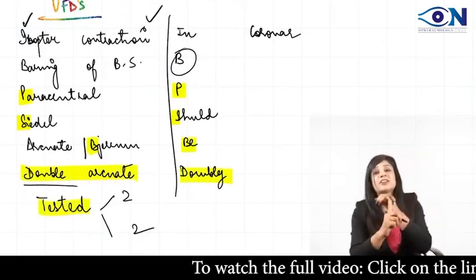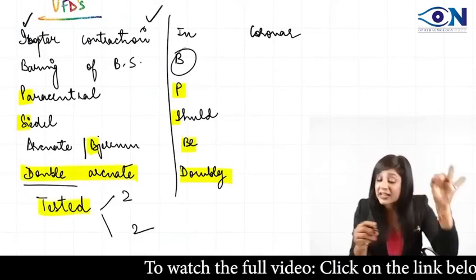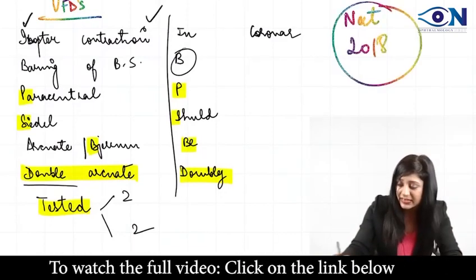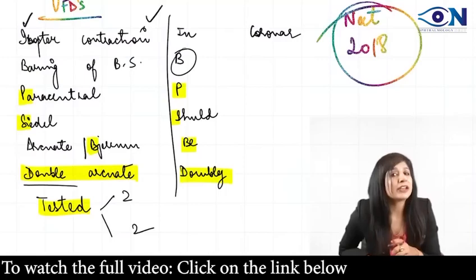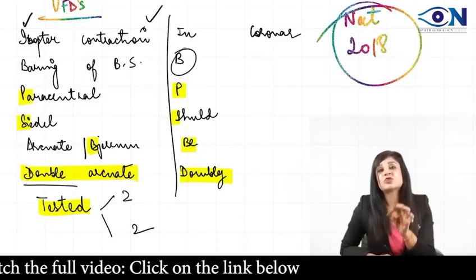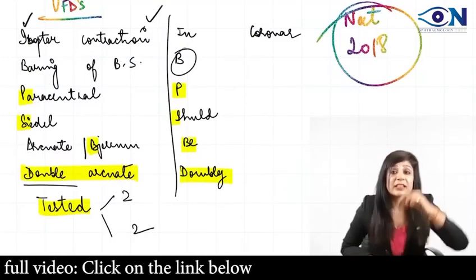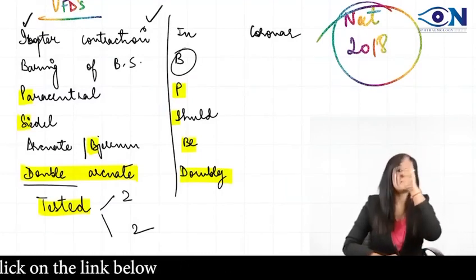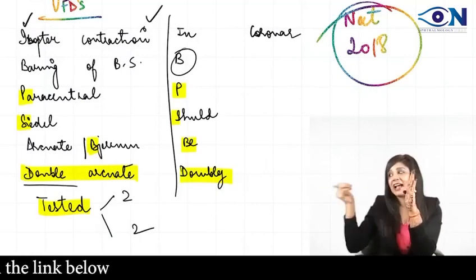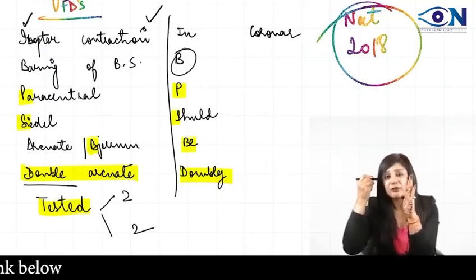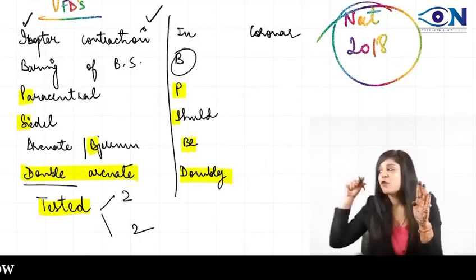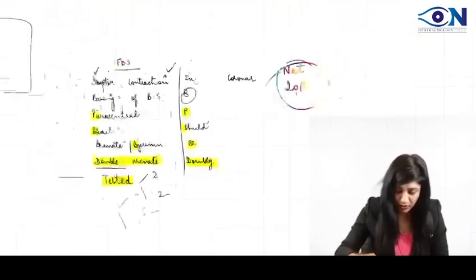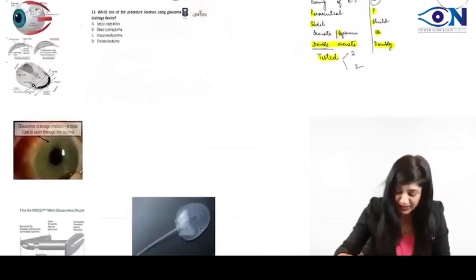So, T for tunnel vision and T for temporal field is last to be affected. Another important question of NEET 2018, which field is last to get affected? The field which is last to get affected is the temporal field. Matlab, first the patient will become blind in the superior and inferior field, then he will become blind in the nasal field, and last to get affected will be the temporal field. So last तक जहां दिखता रहेगा वो है temporal field.